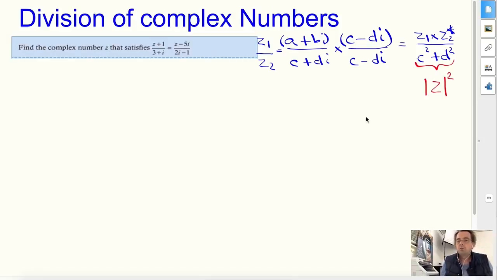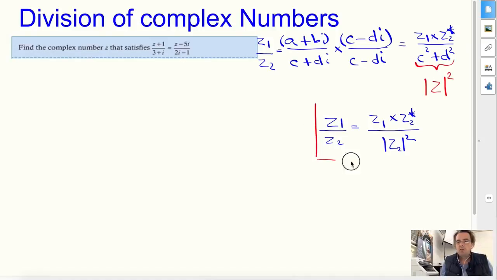So now we have a little rule that makes division of complex numbers a bit quicker. We have the rule: z1 over z2 is z1 multiplied by the conjugate of z2, over the modulus of z2 squared. So that's a handy thing to remember.